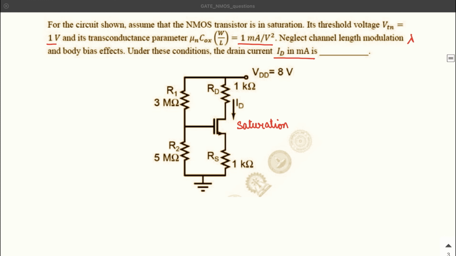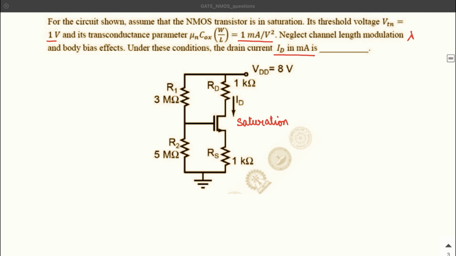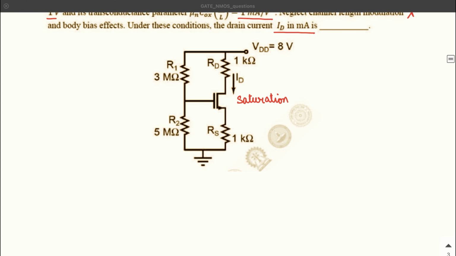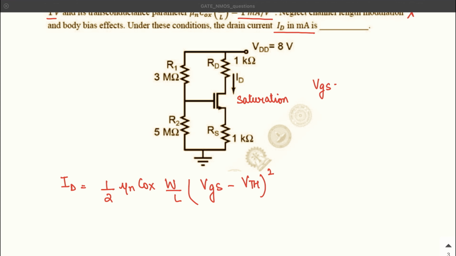First of all, we know that this transistor is in saturation, hence you know the equation for the drain current is half mu n Cox W by L (VGS minus VTH) whole square. In this transistor, let's first try to find the value of VGS. You can see this is the gate terminal, this is the source, and this is the drain.